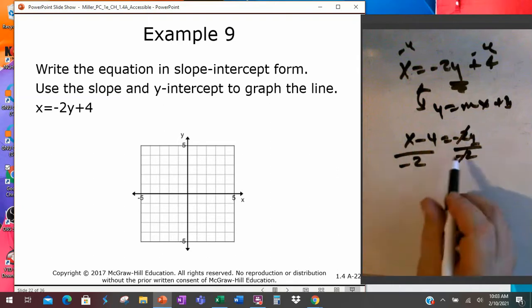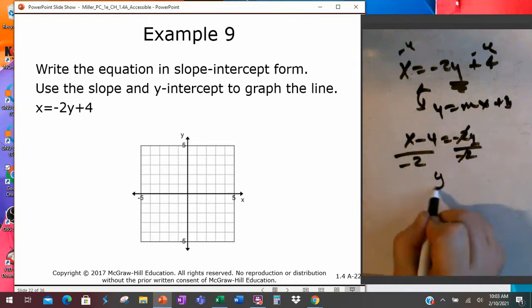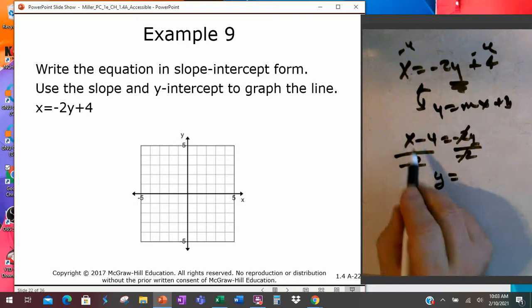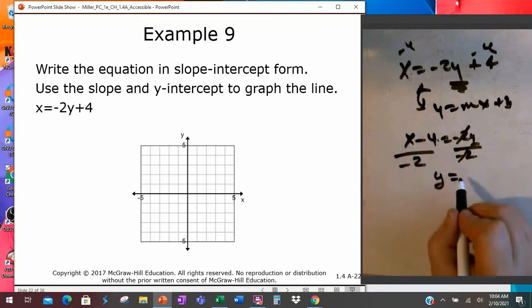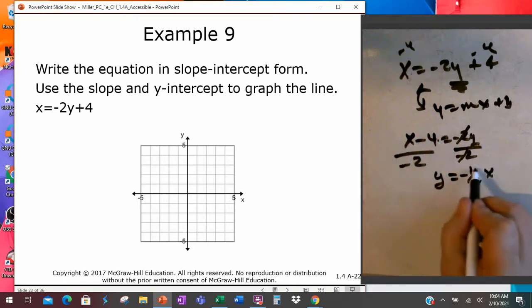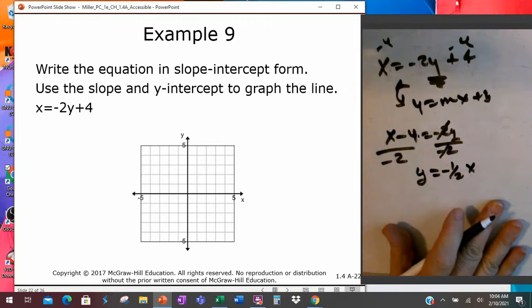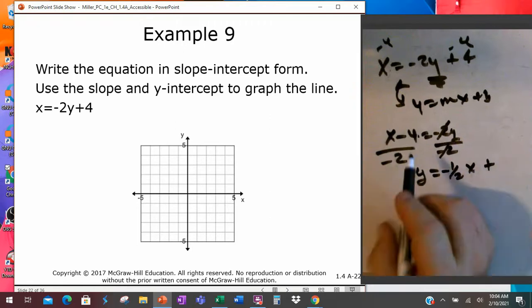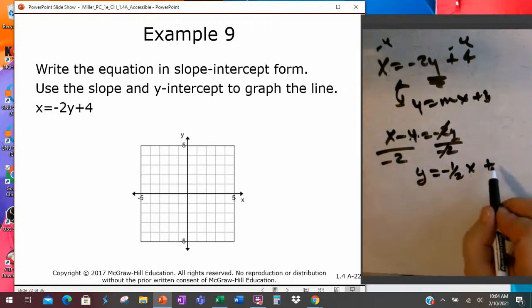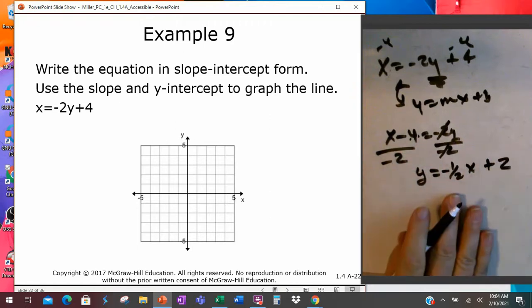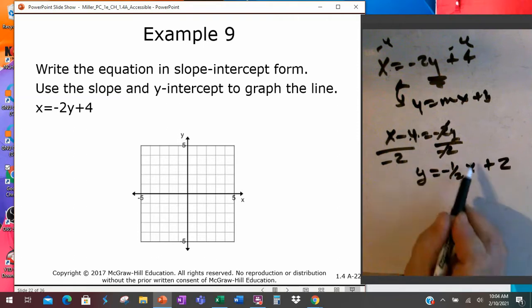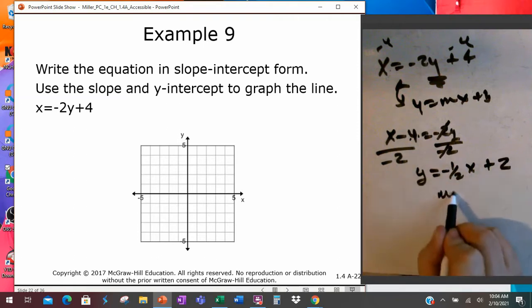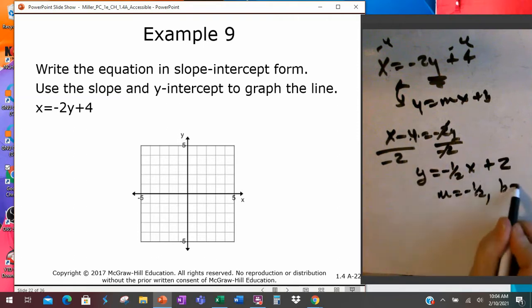Cancel. And I'm going to write this over here because I like this left to right. This into this into that. Minus 1/2 x, or minus x over 2, whichever you prefer, plus negative 4 divided by negative 2 is plus 2. Okay, so a slope of negative 1/2, b is equal to 2.